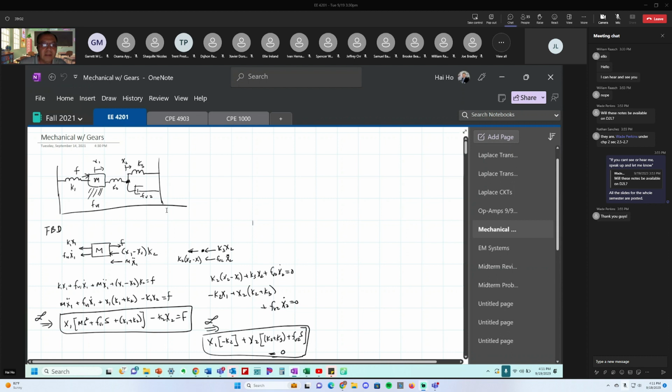Okay. And then this spring constant here, because it's tied to a stationary platform, it's simply the force there. As x2 moves toward the right, this spring is going to be compressed. Therefore, the force is going to push it back toward the left with the value of K3 x2, and the direction is toward the left.